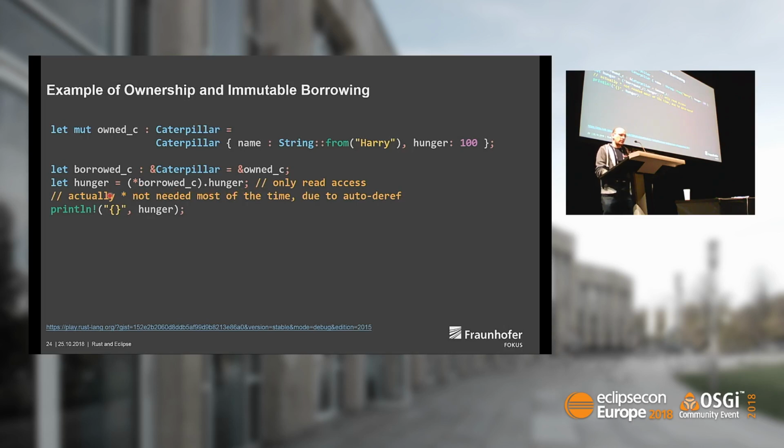But actually, the star here to dereference the reference is most of the time not needed, because Rust can infer that you need a dereference there. So it will auto-deref until it can access a member that you want to access. We'll see an example in the next example. So we can now read the field hunger, but we cannot write it because we only have an immutable reference.